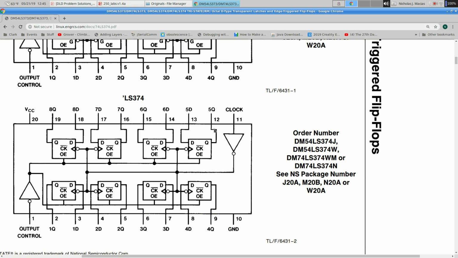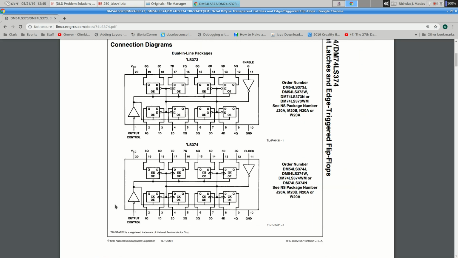And be careful of the pin numbering, right? This is Q, D, D, Q, Q, D, D, Q. And on the other side, it's Q, D, D, Q, Q, D, D, Q. So it changes every other flip-flop, which one's on the left, which one's on the right. You have to keep coming back to the diagram. And then output control has a little inverter here, and output enable does not have an inverter, so this is probably going to have to be tied to a 0, but let's look at the truth table.